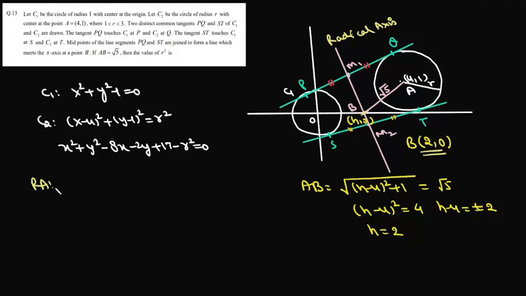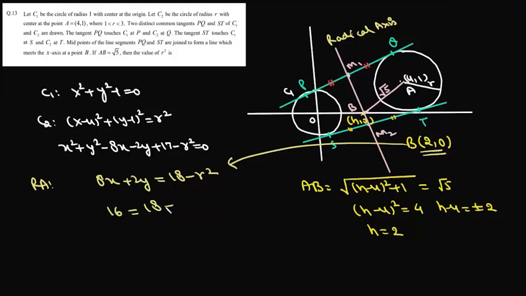Now radical axis is basically C2 minus C1. So if we put x square plus y square as 1, we'll get this equation as 8x plus 2y equal to 18 minus r square, and this radical axis will pass through this point B, which is 2, 0. So this is 16, and this is equal to 18 minus r square. So value of r square is simply 2. And that is the answer to this question.